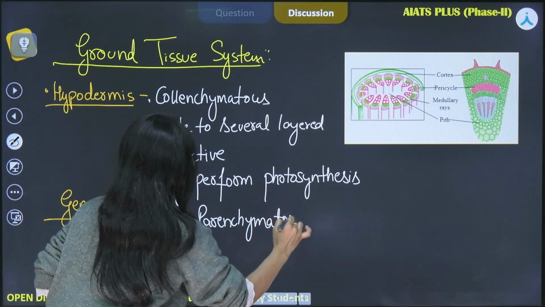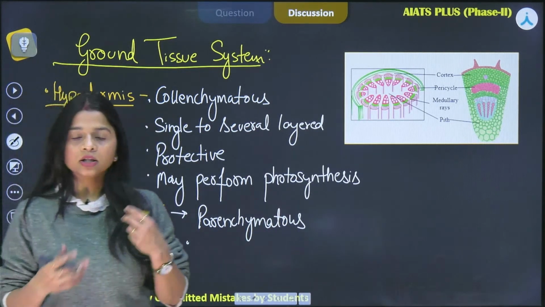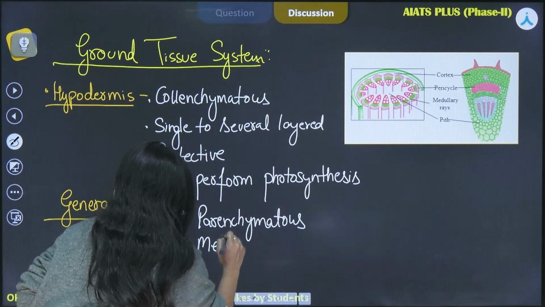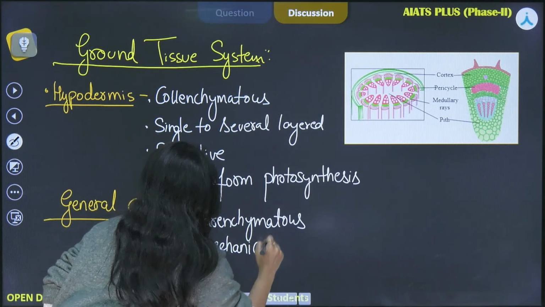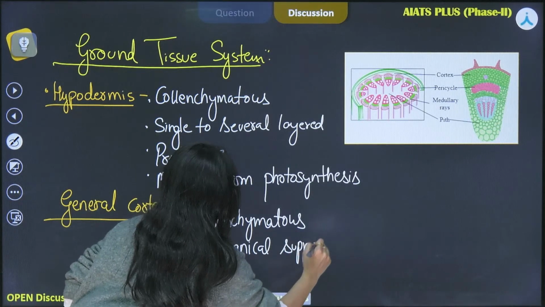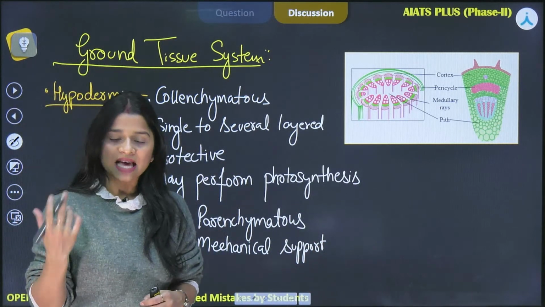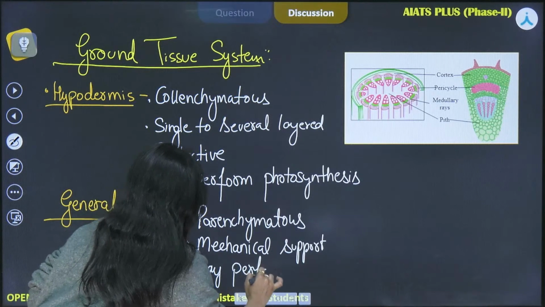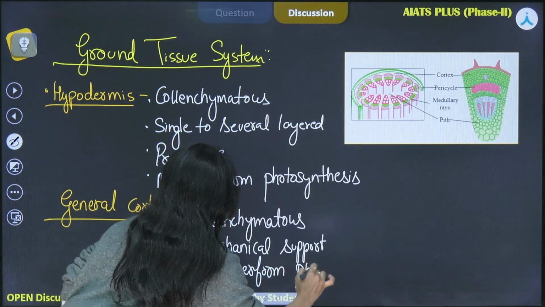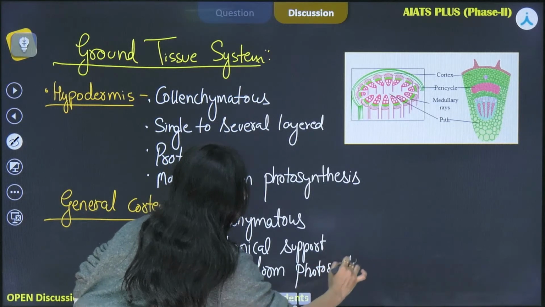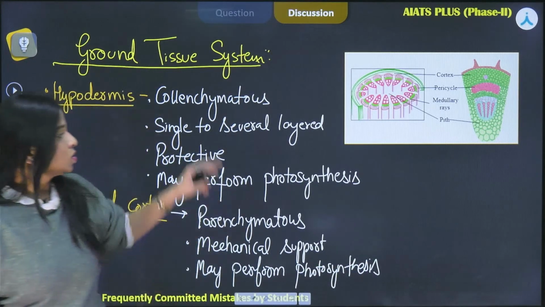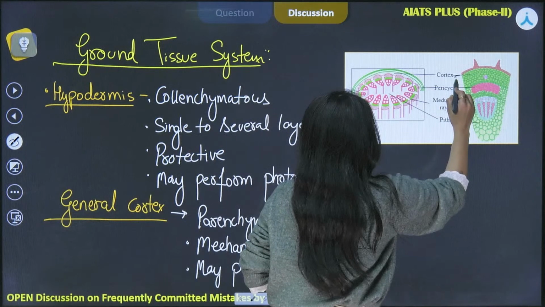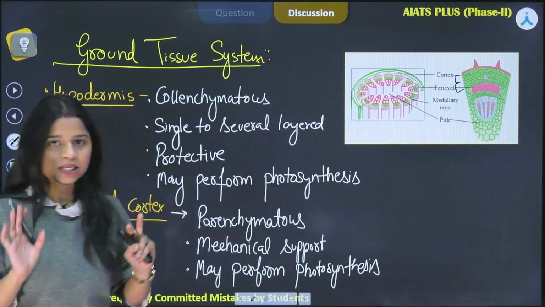Secondly, the general cortex basically provides mechanical support to the stem. The next characteristic feature is that it may perform photosynthesis. So, these are the two sections. I'll tell you in the diagram what we have covered till now, the hypodermis part and the general cortex. These two we have covered.